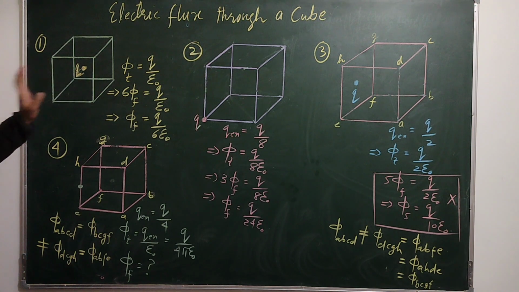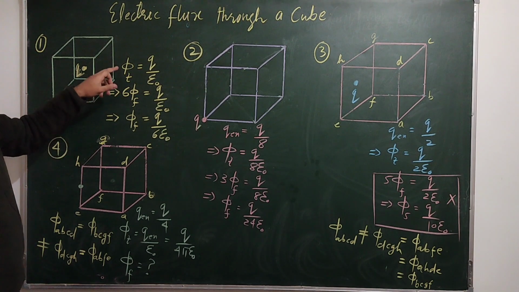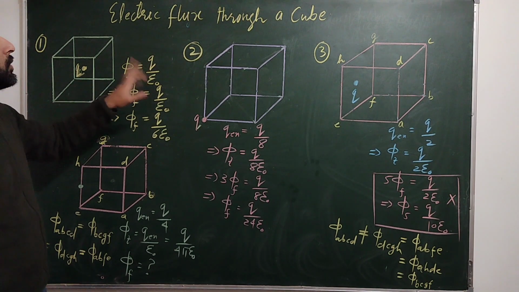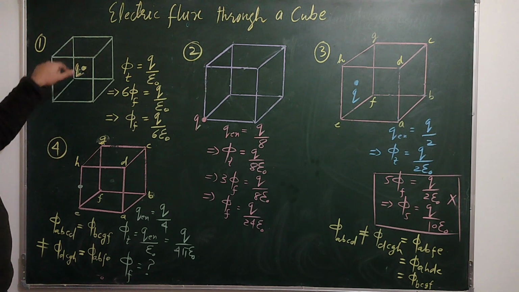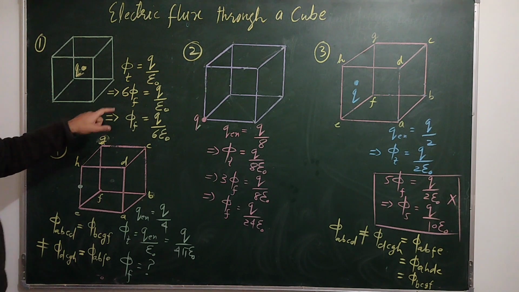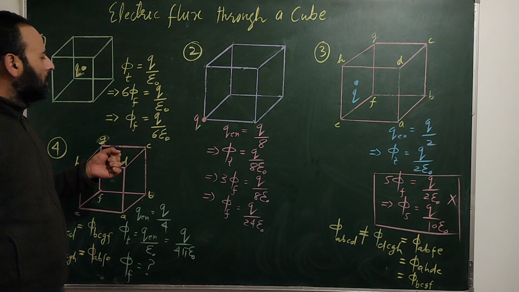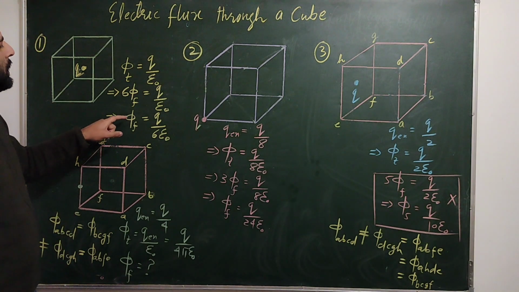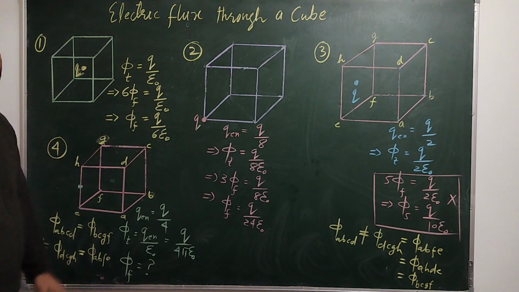So when the charge is at the center of the cube, then by Gauss's theorem, we can simply say the total flux is equal to charge enclosed divided by epsilon naught. Since the charge is symmetrically placed with respect to the six faces, the flux through the six faces is equal to Q divided by epsilon naught. So this implies the flux through each face is equal to Q divided by 6 epsilon naught.